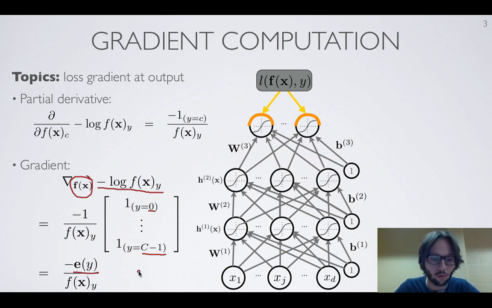This vector, I actually denote e(y). We call it the one-hot vector, or one-out-of-C vector. It's a vector that has a bunch of zeros except at one position, and the position in question here is y. At the position where we have y equal to its actual value, we'll get a 1, and otherwise it's going to be 0 elsewhere. So our gradient of the output is going to be minus the one-hot vector for y divided by f(x)_y.